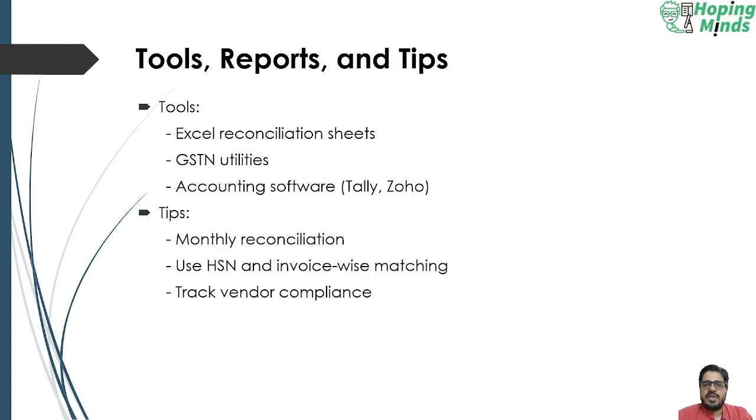So what are the tools, reports and the final tips? The tools that are used for the reconciliation process are Excel reconciliation sheets, then GST auto-drafted reports, then accounting software with GST modules like Tally, Zoho or ClearTax or any other third-party software that assist in GST filing and reconciliations. Then the GSTR-2B reconciliation utility available on the GST portal.